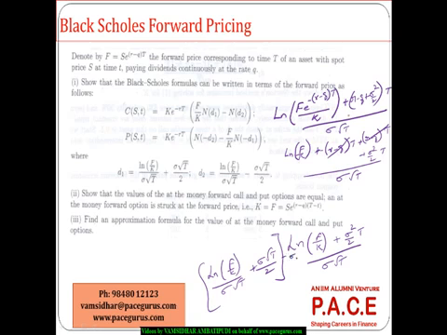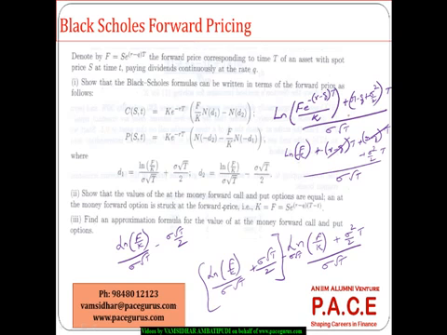And d2 obviously is d1 minus sigma root t. So if I am doing a minus sigma root t here, it comes out as log F by K divided by sigma root t minus sigma root t by 2. So that's how I am getting the values of the call option and the put option using this kind of a mechanism. Now what are we saying?